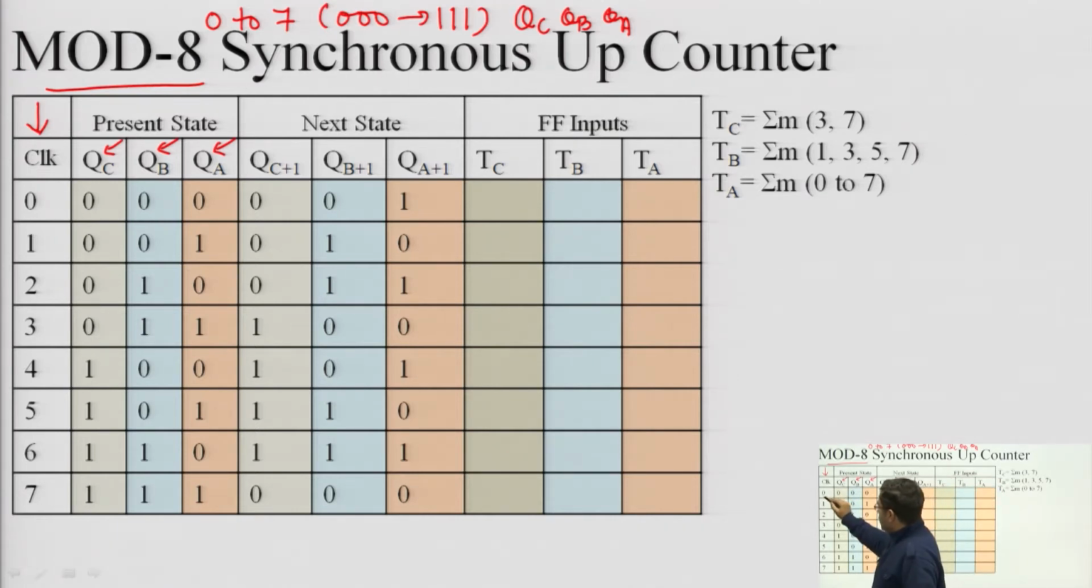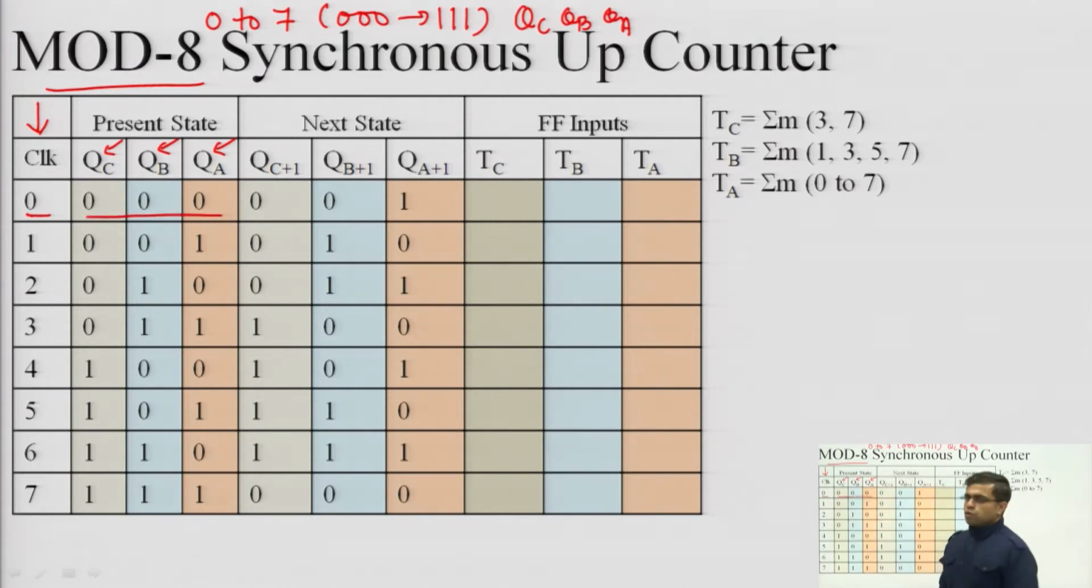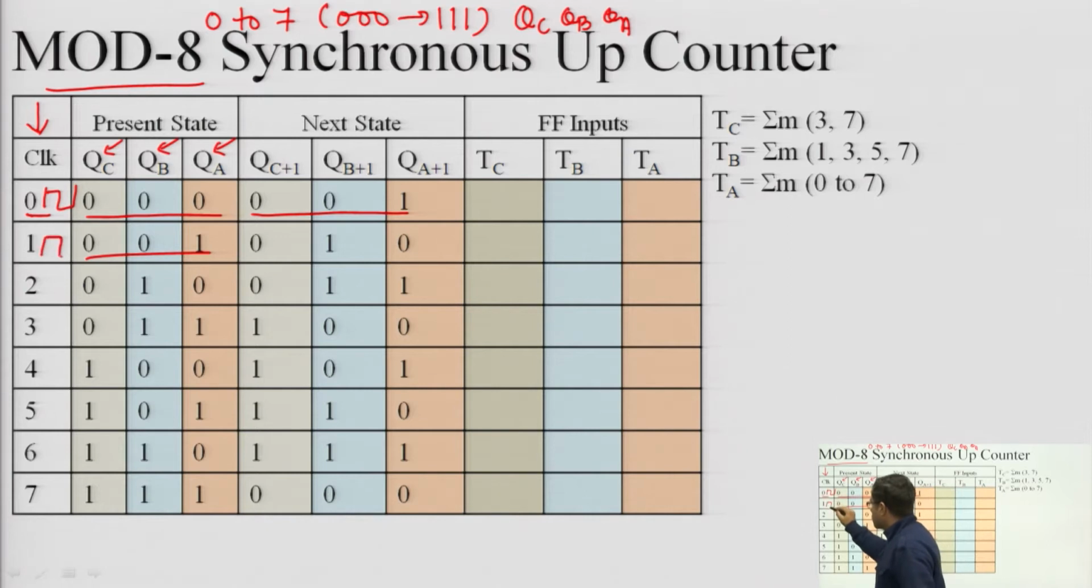So, initially, as we have seen in the case of the asynchronous counter, this is the initial state. If there is no clock, the output of all the flip flops is 0. Once I start applying the clock, if I apply a clock pulse here, then this 0 should change to 1. Similarly, if the present state is 0 0 1, and I apply another pulse here, then this 1 should change to 2, that is 0 1 0.